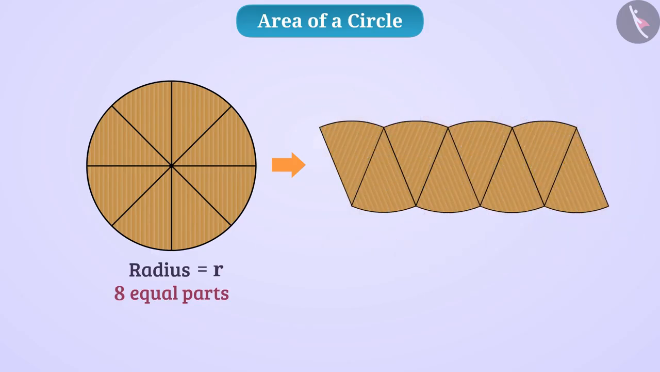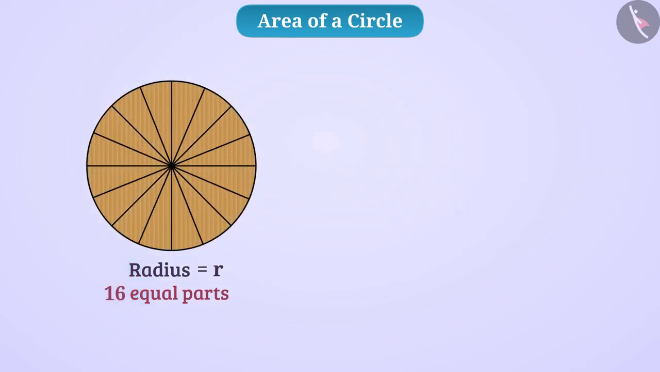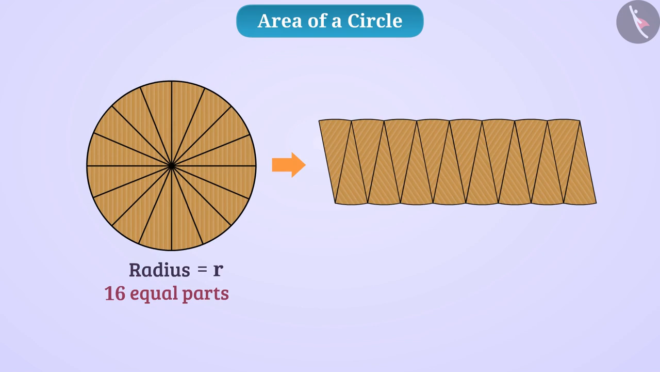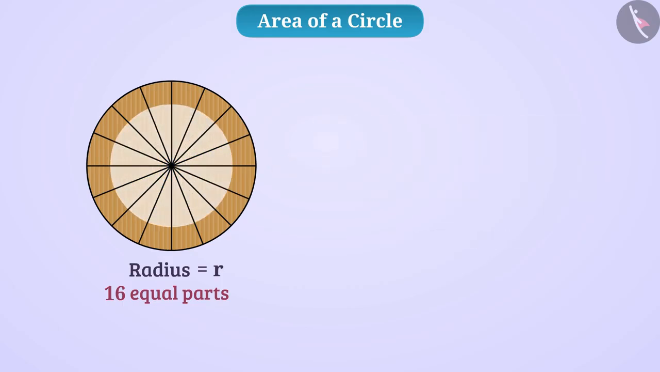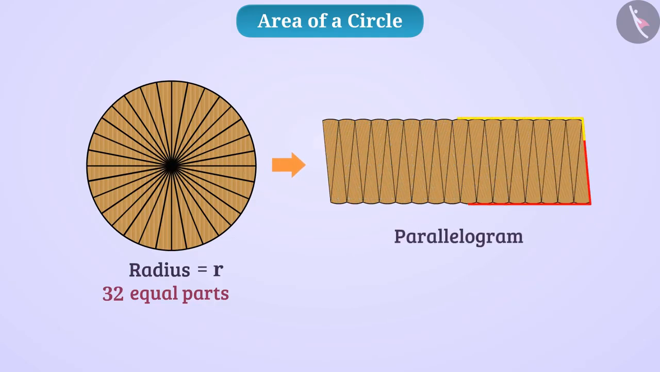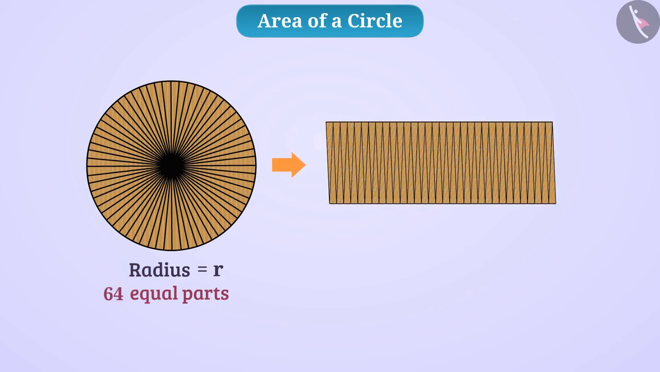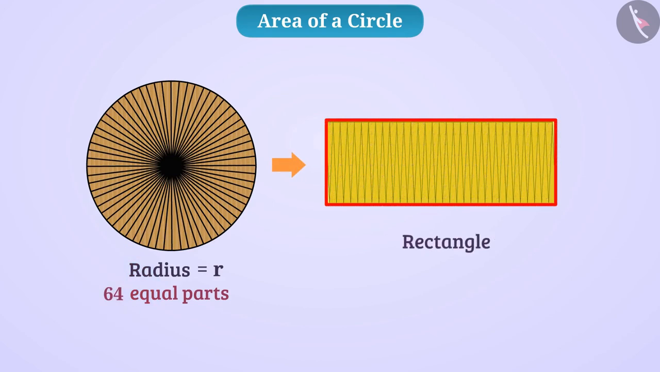From this, we will get a shape like a parallelogram. If we divide the circle into 16 equal parts and arrange it in this way, then we will be able to arrange the parallelogram more properly. In this way, the more equal parts, the more appropriate is the parallelogram. If we divide the circle into several equal parts and arrange them, we will get a rectangle. Remember that a rectangle is also a parallelogram.